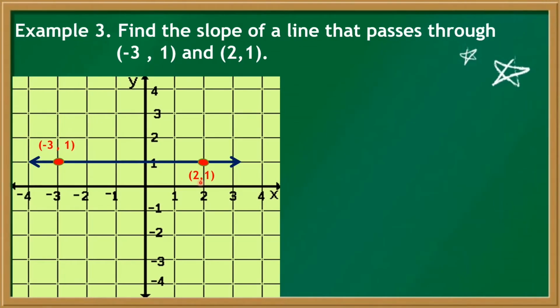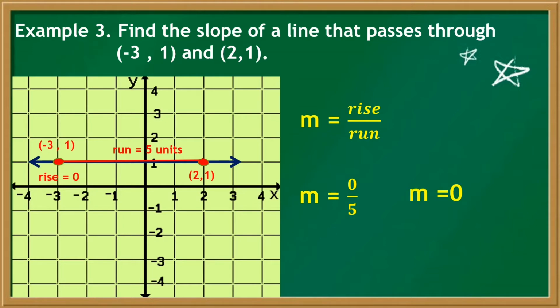Example number 3. Find the slope of a line that passes through negative 3, 1, and 2, 1. From this point, rise is 0. Then move to the right. 1, 2, 3, 4, 5. The run is 5 units. The slope is equal to rise over run. The rise is 0, the run is 5. The slope is equal to 0 over 5, the slope is 0. The slope of the horizontal line is 0.